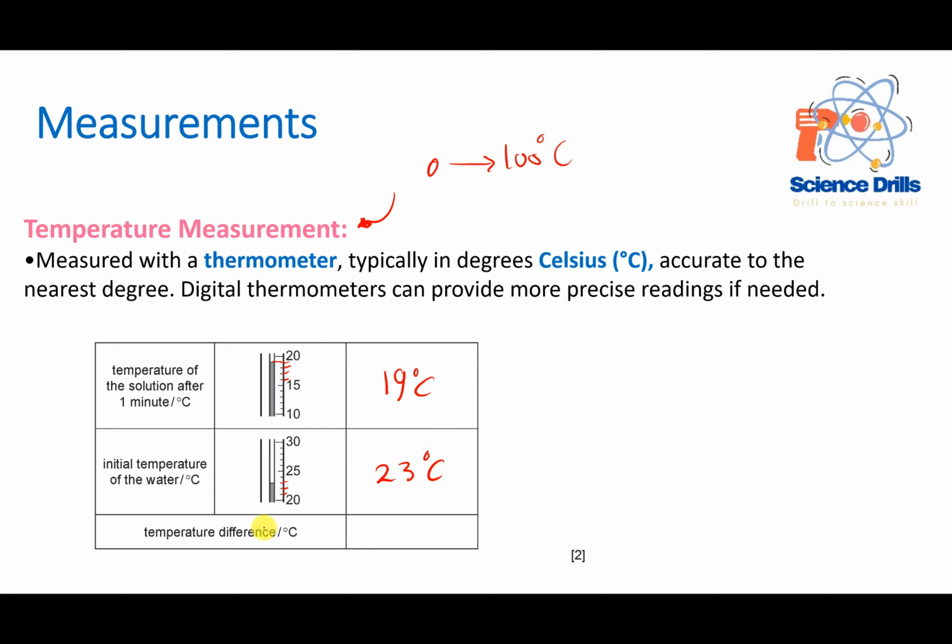So when we subtract the final minus the initial, the final is 19 minus the initial, which is 23 degrees Celsius. So it will be minus 4 degrees Celsius. So we add here minus 4 degrees Celsius.